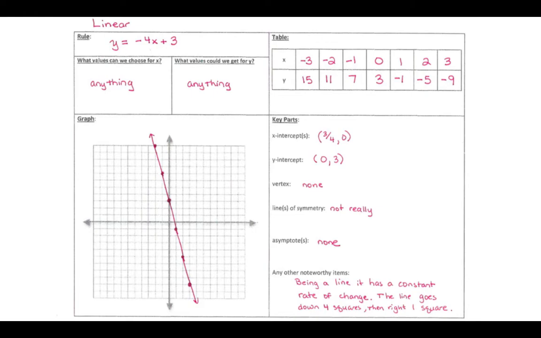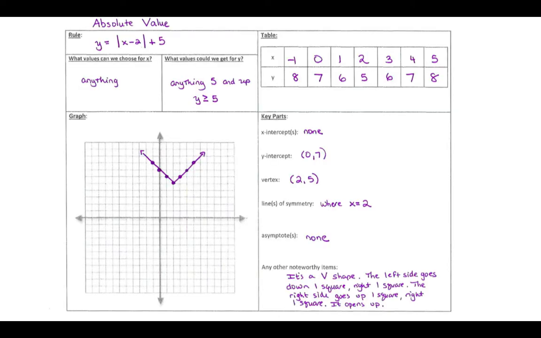As far as a line of symmetry, I suppose I could find one maybe kind of diagonally here that cuts it into an equal half, so a perpendicular. But in true line of symmetry, the way we think about it, this one really doesn't have one. It has no asymptotes. And the thing I noted was, well, it's a line, so it has a constant rate of change. I noticed that as I read left to right, this line is going down 4 squares and then right 1 square. And then the next is down 4, right 1, down 4, right 1. So that's our linear family.